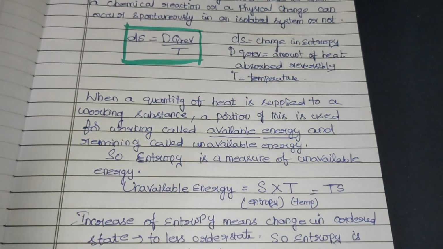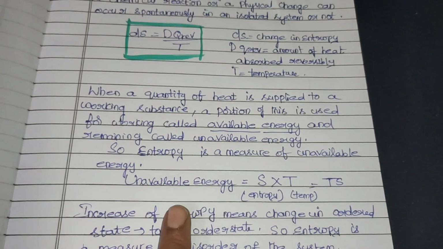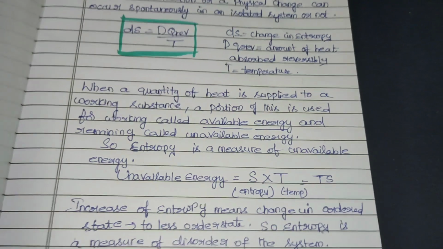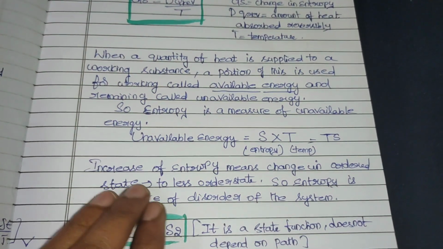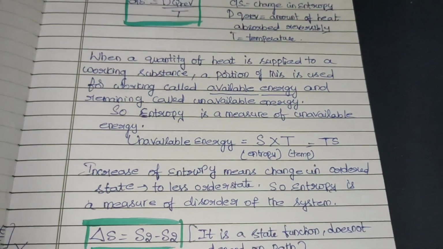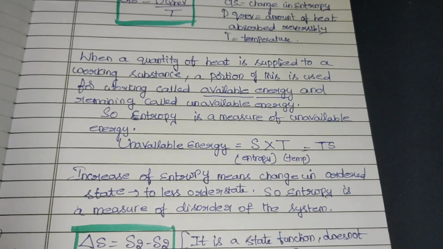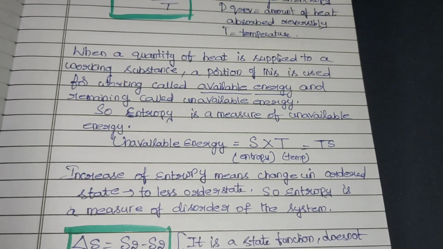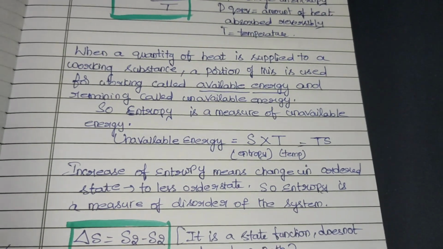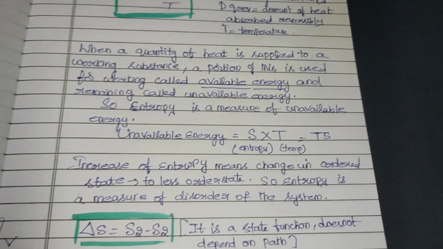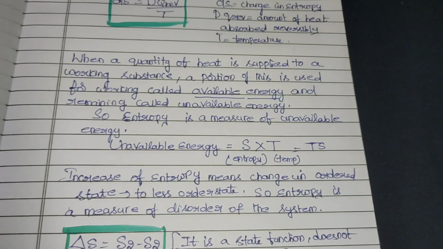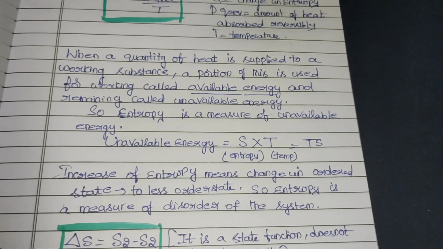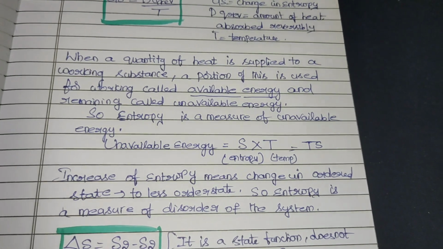Entropy is a measure of this unavailable energy. Unavailable energy is equal to S into T, entropy into temperature. What happens when we give some heat? The particles gain kinetic energy and start moving away from each other, and they change to a very disordered state. That is what an entropy increase causes.